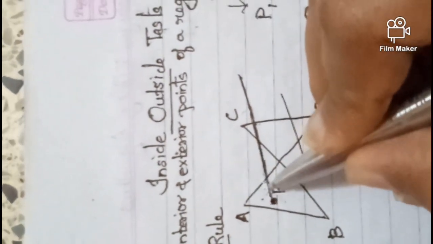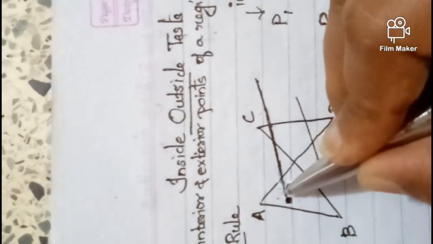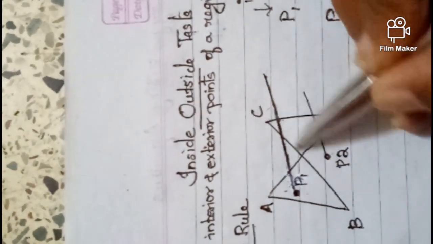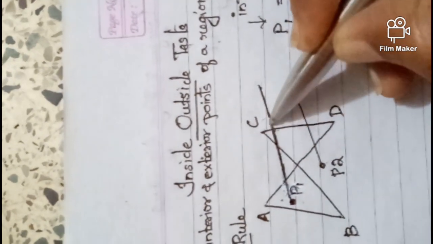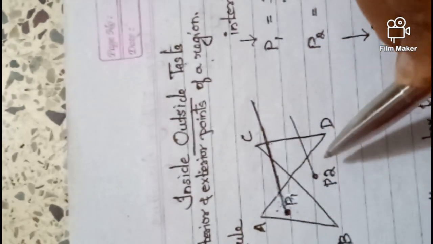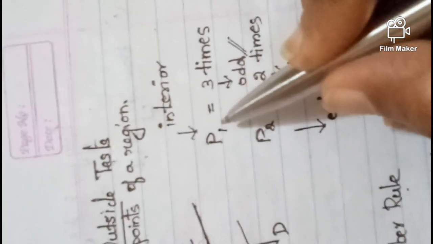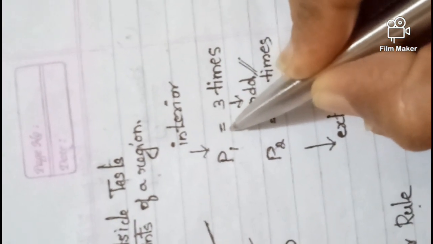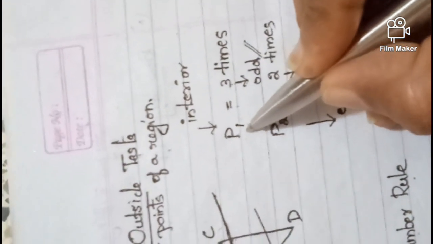Let me check. This line crosses the first edge, AD. Next, it crosses the edge BC, the second edge. Again, it crosses the edge CD. So the first point crossed 3 edges: edge AD, edge BC and edge CD. So let us write: point P1 crossed the boundary of the region 3 times. That means 3 edges are crossed by the line drawn from point P1.